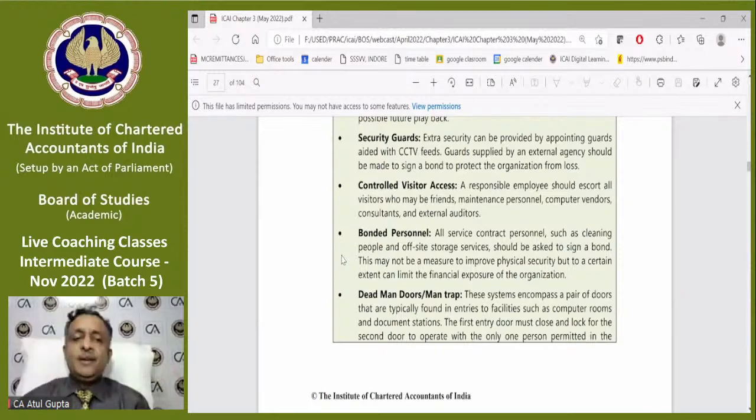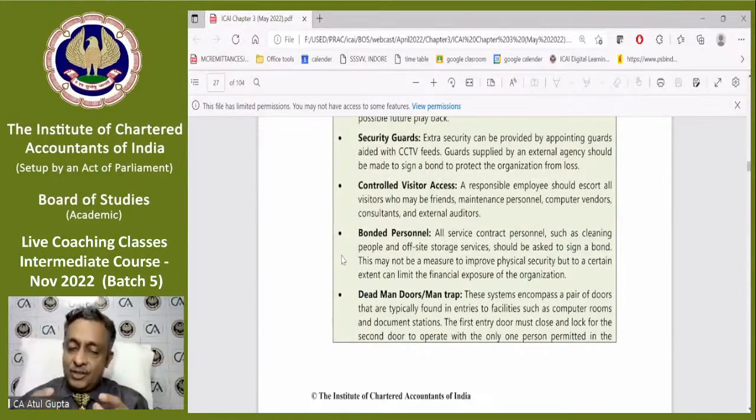Then bonded person. Bonded person means whoever is working, he or she may be your regular staff, he or she may be a contract staff. You enter a bond with that person. Suppose you are an employee, suppose you are a vendor, both are responsible for the security of the assets you are using. So if any loss to any asset comes, then you need to ensure that that loss is made good. That is bonded personnel.